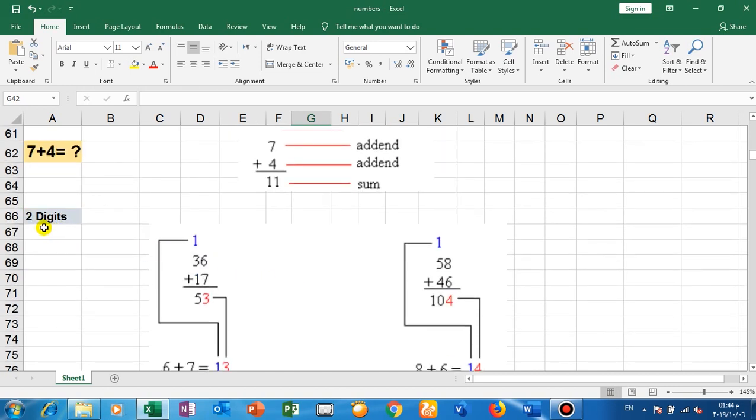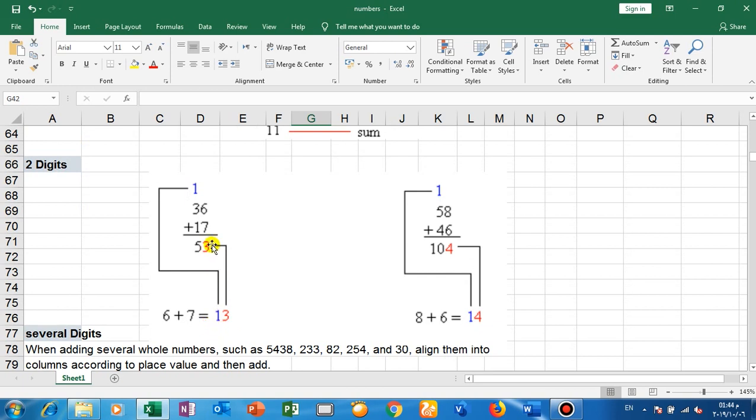If we add two digits and two digits, like this: 6 plus 7 equals 13. We write here 3 and carry over 1 to the 10s place. 1 plus 3 is 4, plus 1 is 5, here 57. Another example, 58 plus 46. We begin at the right: 8 plus 6 is 14, write 4 and carry over 1. 1 plus 5 is 6, 6 plus 4 is 10. This is the sum.